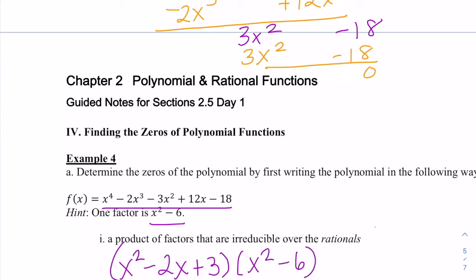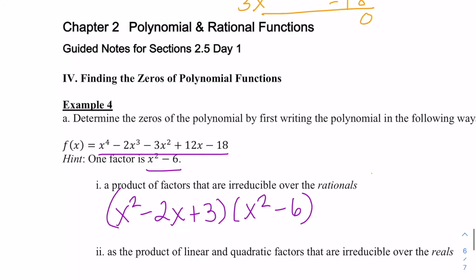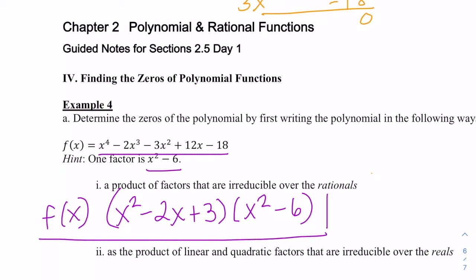So remember, for rationals, we only want terminating decimals, fractions, numbers that are not going to be square roots or anything like that. So if we look at x squared minus 6, we know we're going to get a square root there. Okay, but can we factor x squared minus 2x plus 3, maybe? No. So we can't factor that one either. Okay, so that's going to be it for f of x. And that's probably where you would have stopped when you first started learning how to factor, right? So that's going to be over rationals.